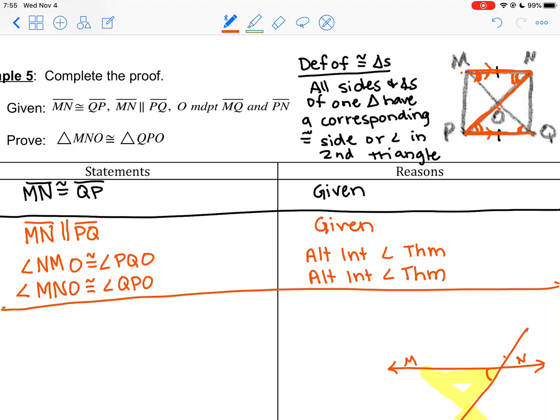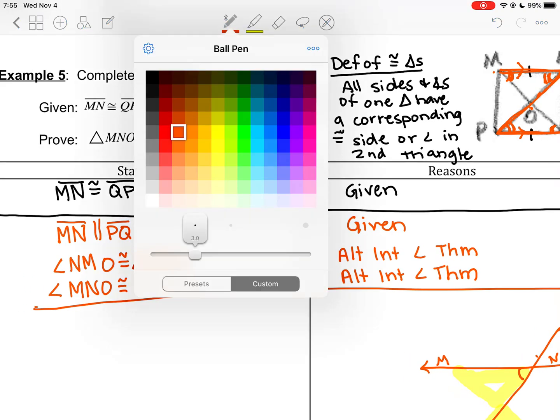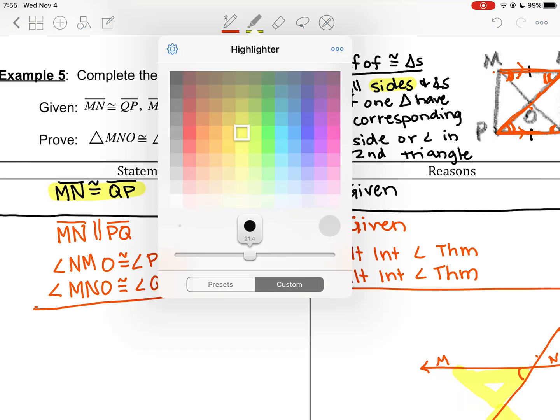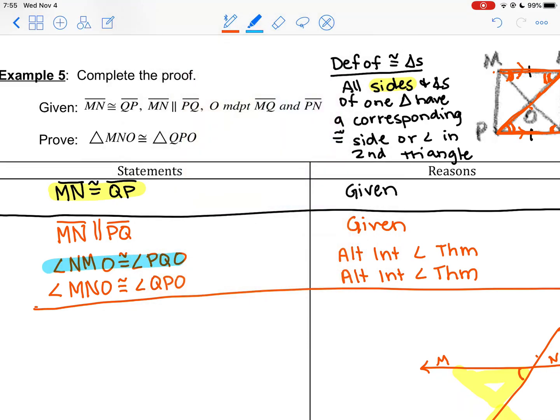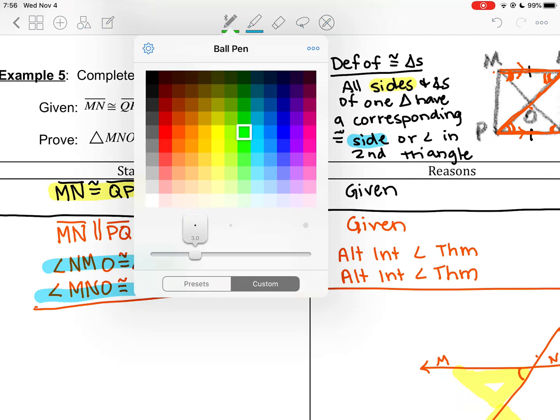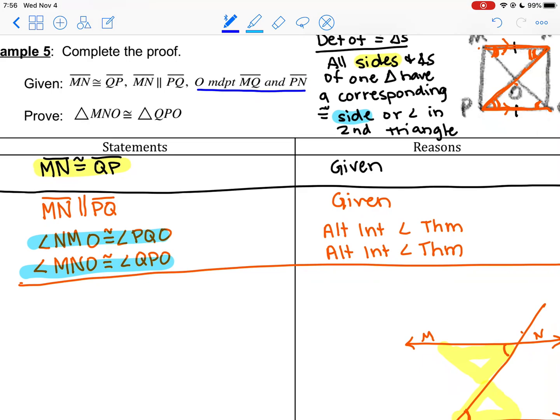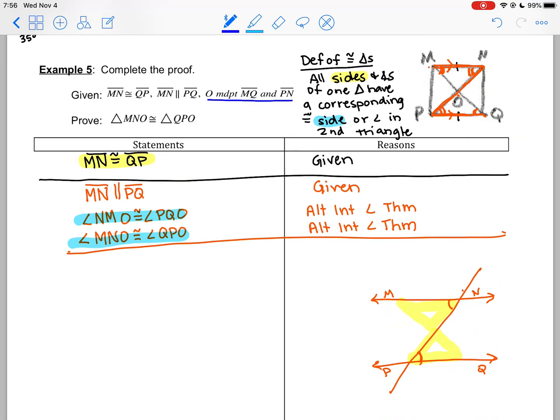So now, just keeping track, I have one side congruence statement and two angle congruent statements, and I need three of each. So I still need one set of angles and two more sets of sides. I ran out of things that I can do with my parallel lines. So let's go on and use our last given, which says that O is the midpoint of PN and MQ.